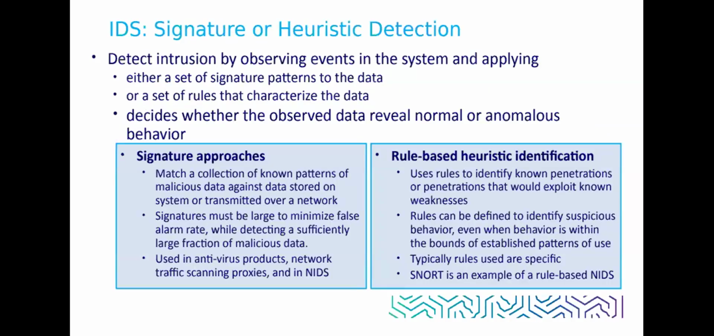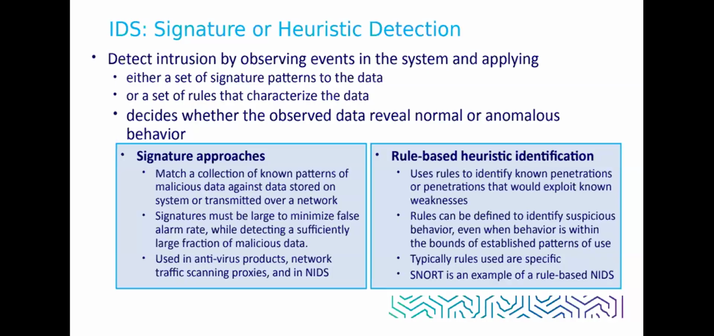Here we need to learn how signature-based and heuristic detections work, where they are used, and their strengths and limitations. Signature or heuristic detection is an IDS technique that compares the current system or network activity against a database of known attack signatures or predefined security rules to determine whether an intrusion has happened or not.